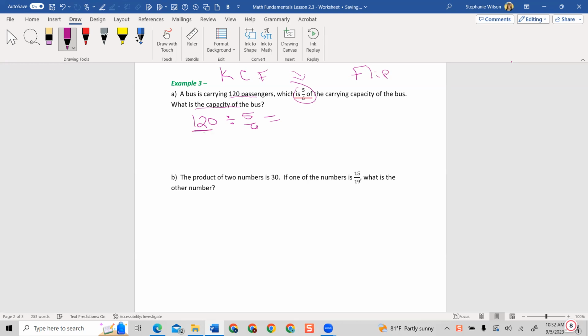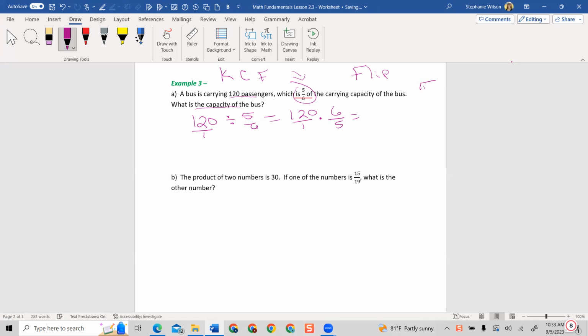I'm going to put a 1 underneath the 120 for any visual person. And we're going to keep the first term the same. I'm going to change division to multiplication, and I'm going to flip the second term. Now, I'm going to see if there's a number on bottom that will reduce with a number on top. I noticed that 120 ends in 0, so 5 will go into it. We need to figure out how many times.